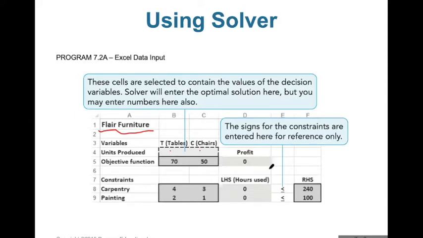And then you need to write down all the constraints, right? The first one is the carpentry constraint. We have some numbers here, 4, 3, 2, 1. And you need to write down the left-hand side, because there are formulas for the left-hand side of constraints. So here, the formula should be 4 times T plus 3 times C. And for the other constraint, 2 times T plus 1 times C, both are less than or equal to the right-hand side of constraints, the 240 and 100.